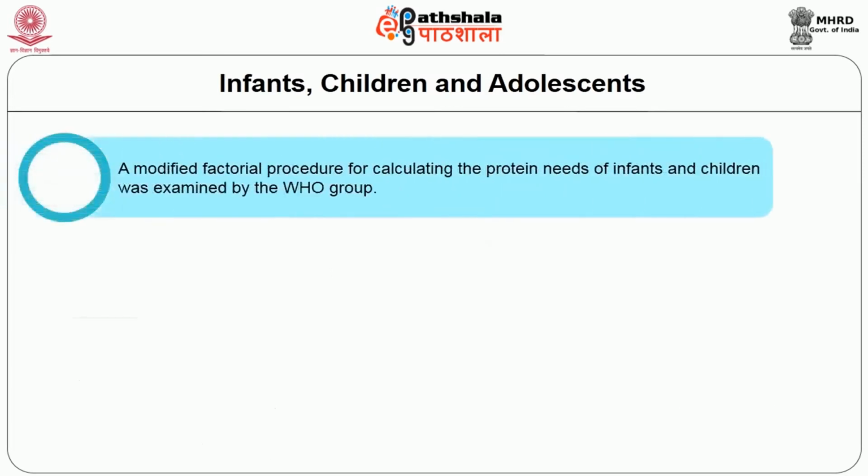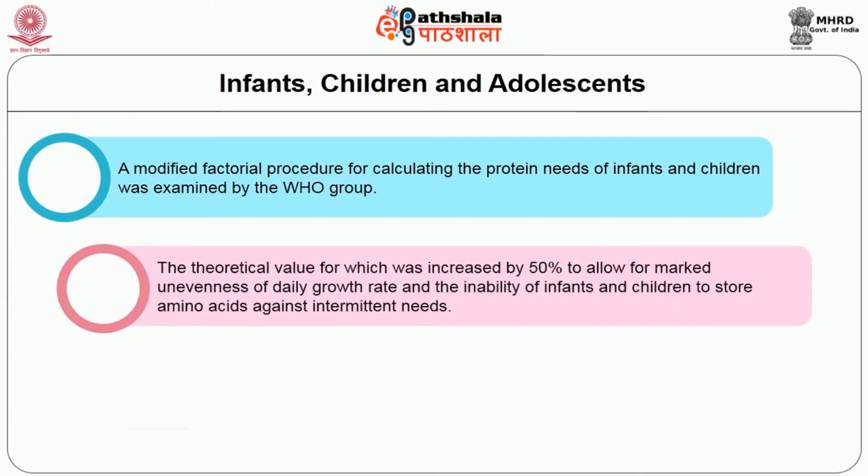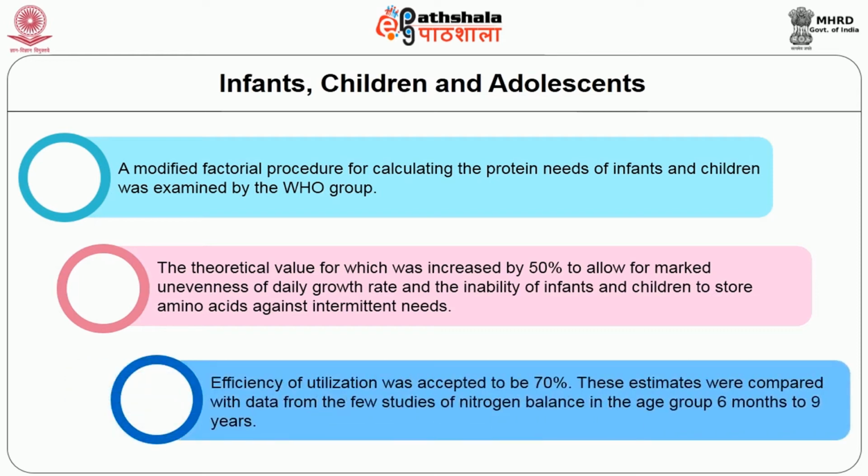The modified factorial procedure for calculating the protein needs of infants and children was examined by a WHO group. Values were assigned for a maintenance requirement and an increment representing growth, the theoretical value for which was increased by 50% to allow for marked unevenness of daily growth rate and the inability of infants and children to store more amino acid against intermittent needs. Efficiency of utilization was accepted to be 70%.